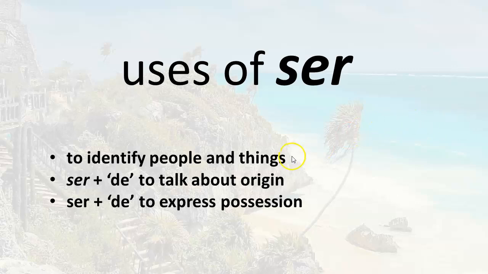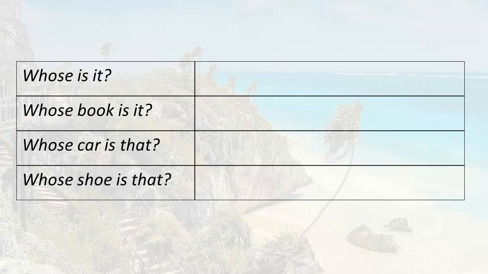So this lesson will take it a little bit further and look at one additional use of the verb ser. So far we've learned that we use ser as opposed to estar when we want to identify people and things. We use ser with de when we want to talk about origin, where someone is from. In this lesson we're going to look at using ser with de to express possession, to talk about to whom something belongs.